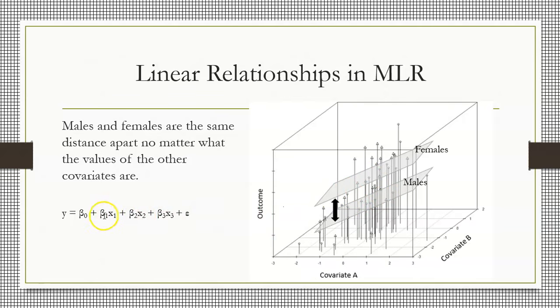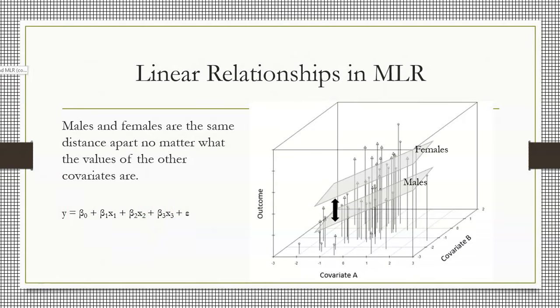It's the same. No matter what the GPA, no matter what the ACT score, the difference between males and females is constant and represented by this beta sub 3 right here. Okay, so that's something to be aware of.